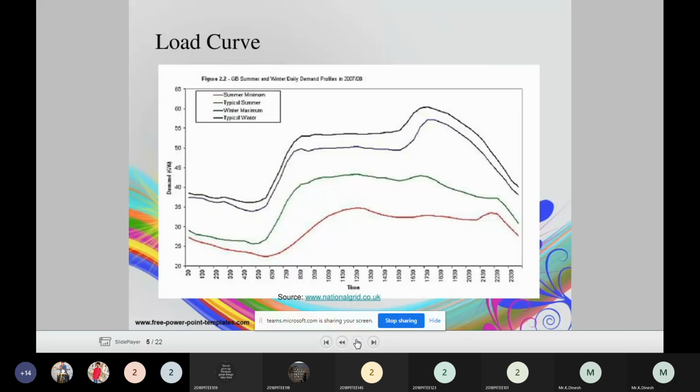Plot your load for time versus demand for all your monsoons.